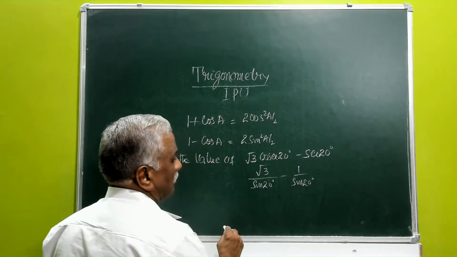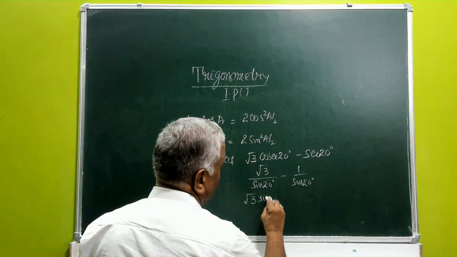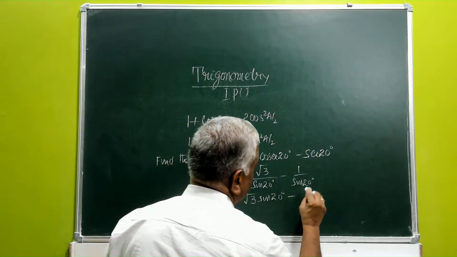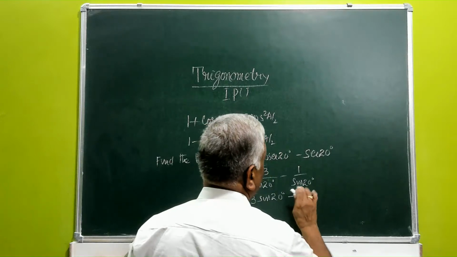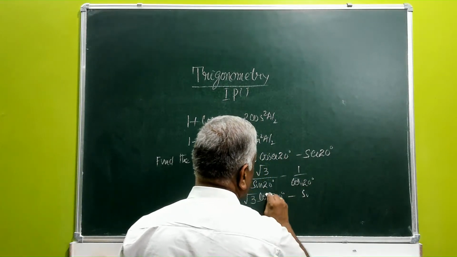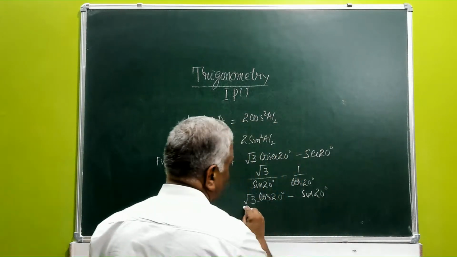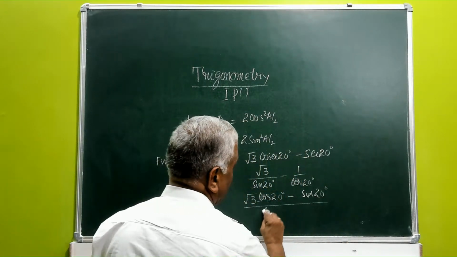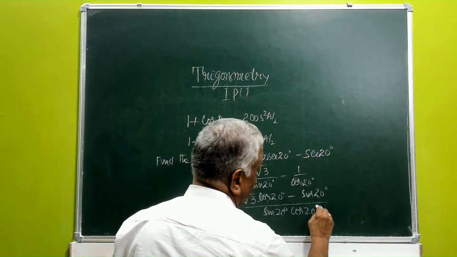Now you can take the LCM. It is root 3 sin 20 degrees minus, sorry, this is cos 20 degrees. Root 3 cos 20 degrees minus sin 20 degrees divided by sin 20 degrees into cos 20 degrees.